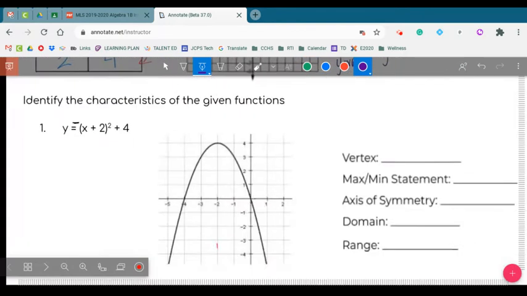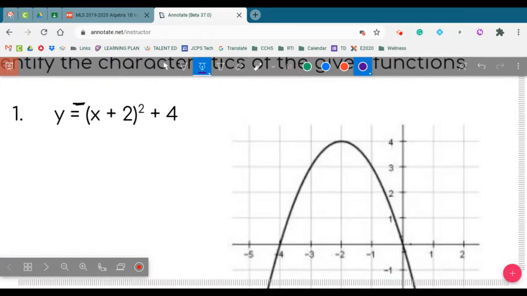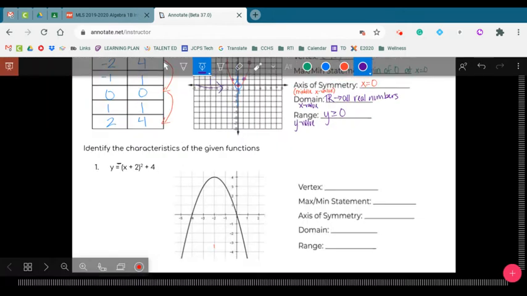Okay, let's go down to our next function. This one has a negative sign in front of it, so keep that in mind. Compared to these two functions, number one, it got flipped. That's what happens when we have a negative in front. And then it was shifted over and up. That's what happens whenever you have the +2 and the +4. It'll shift it around.